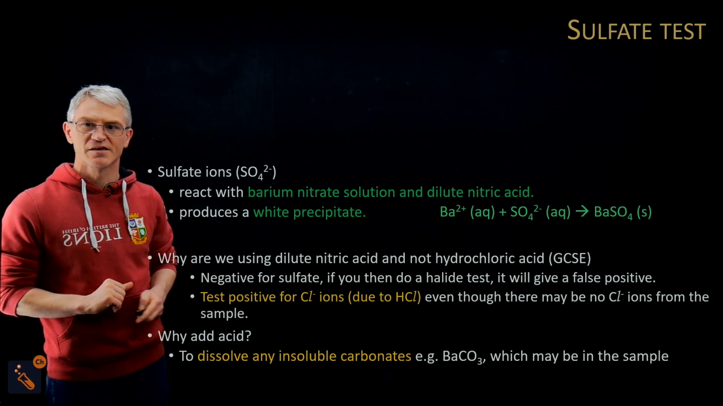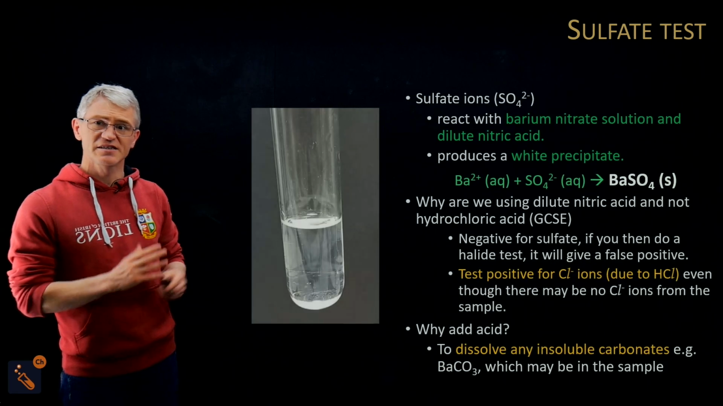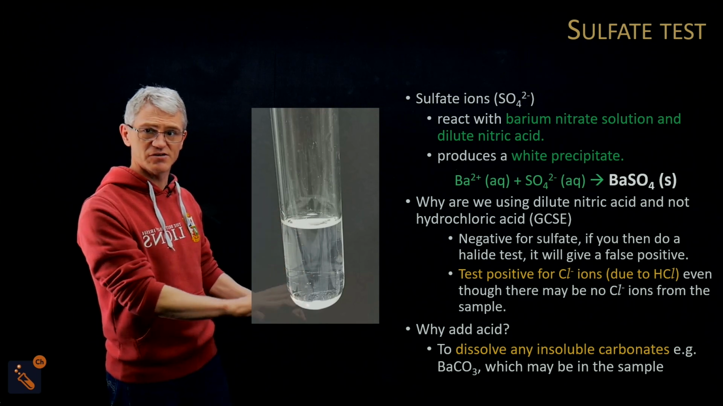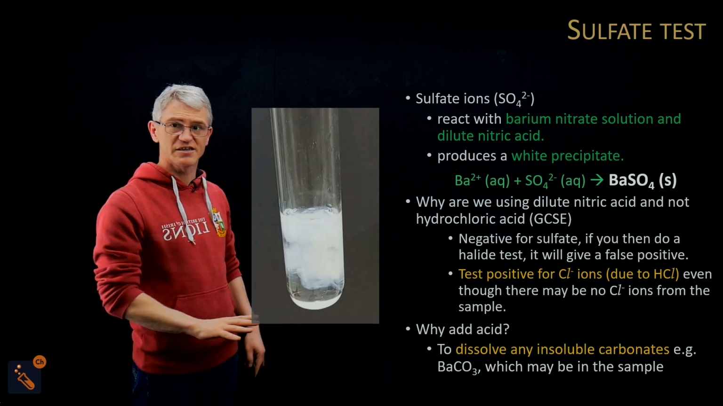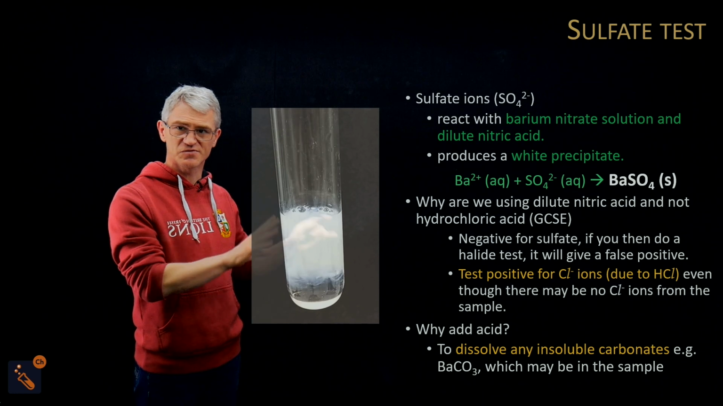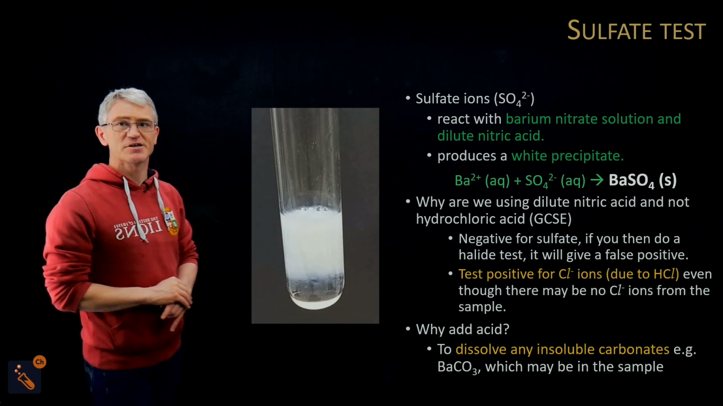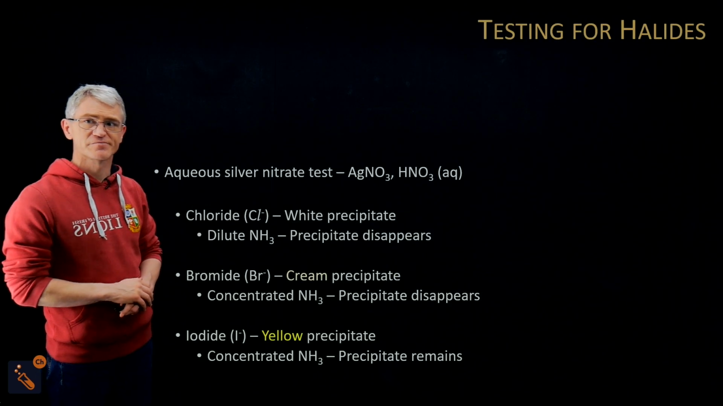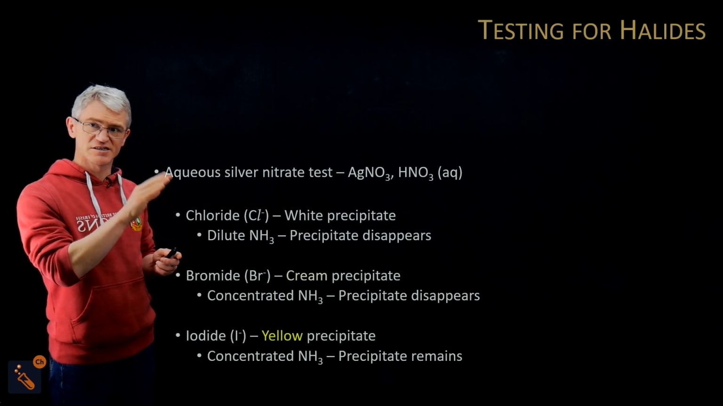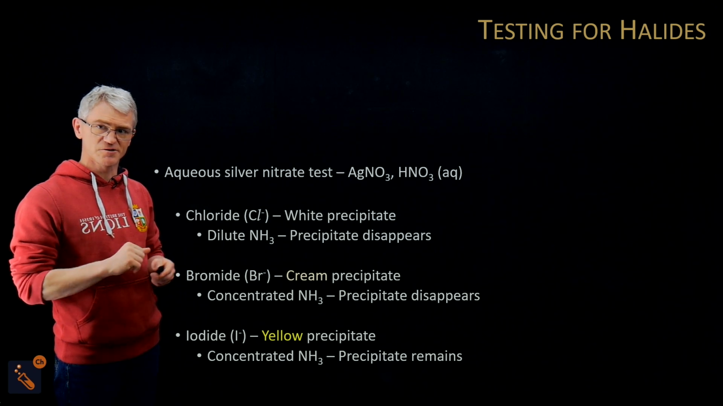Okay, now this is what it looks like. You have your solution, and there you go, your barium nitrate, and you've got a sulfate here, a white precipitate. You can see that clearly. Now we're going to test for halides. If we test for halides, we can see that we have chloride, bromide, and iodide.